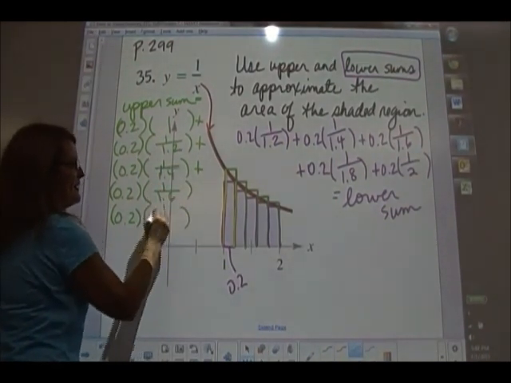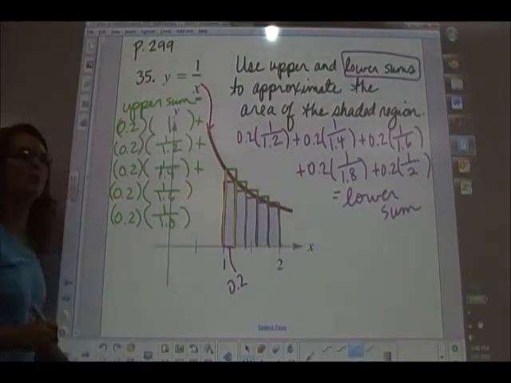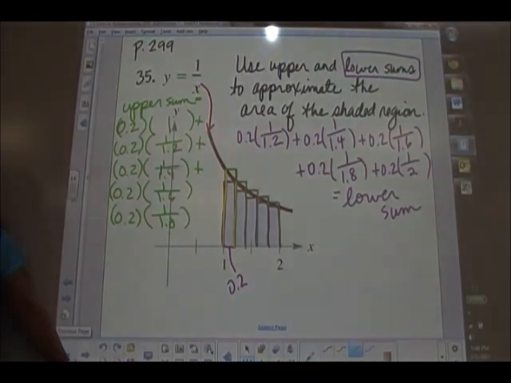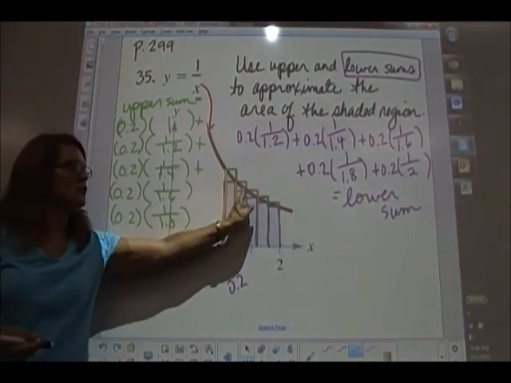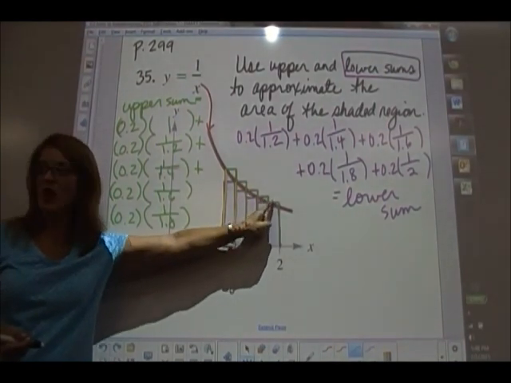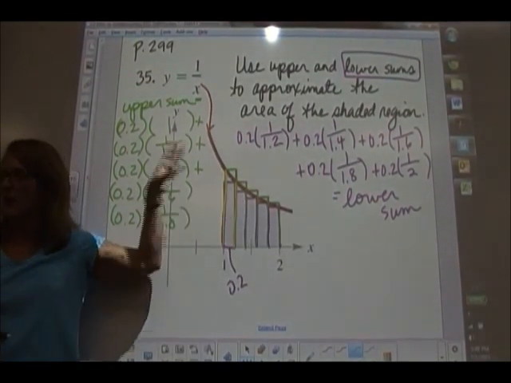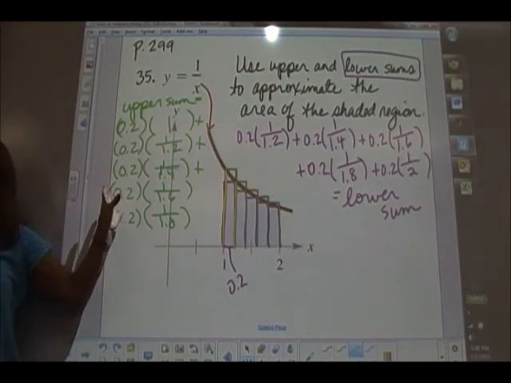And lastly, my last one would be 1 over 1.8. That's going to give me an overestimate. That approximation of the area of the curve is going to include these little triangles up here at top, which aren't part of the area under the curve. So I know I'm going to get a bigger value here.